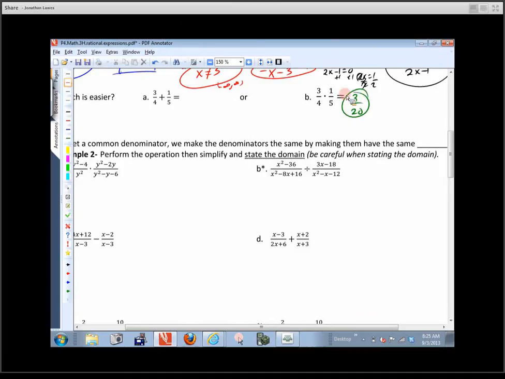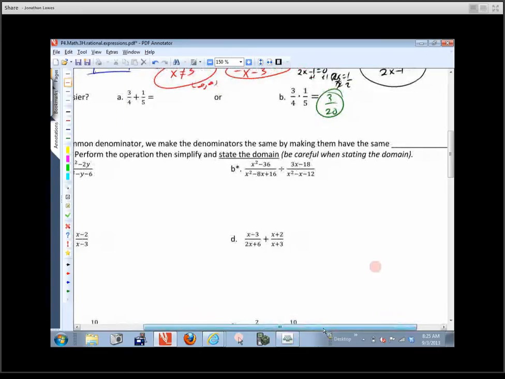It's that easy. Now, if they had common factors, we might want to cross-cancel before we multiply, reduce the fractions before we multiply, and all that sort of stuff. But it's that simple. On a problem like this, you have to get a common denominator. So the way we get a common denominator is we make the denominators have the same factors.